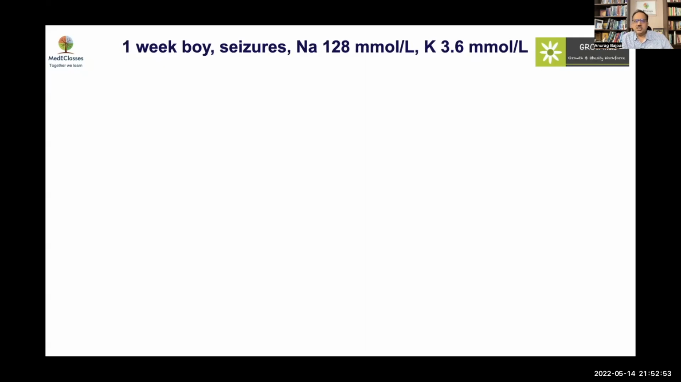A 1-week-old boy with seizures, hyponatremia, and hypokalemia or normokalemia. This is important because now people will say this cannot be adrenal insufficiency, but I'll correct that: this can be a central deficiency, an ACTH deficiency.